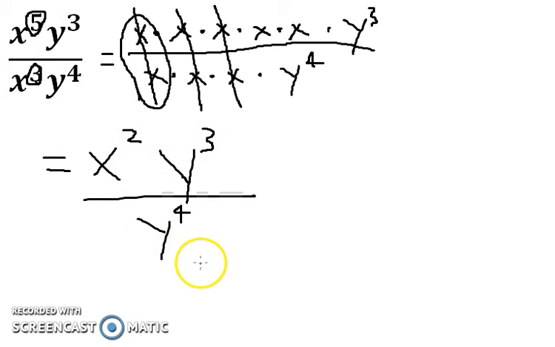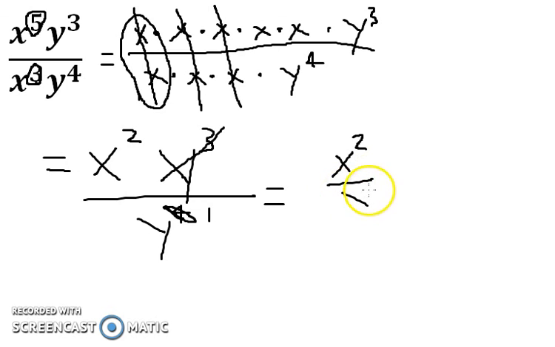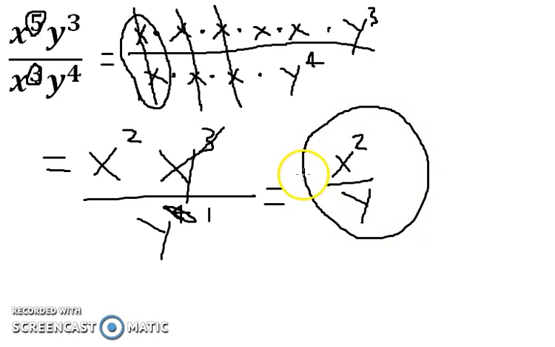We're going to do the exact same thing with the y's, except you're going to end up with the y on the bottom because the exponent down here is larger. So these 3 y's up here will cancel out 3 of these y's down here. So that will actually cancel, and this 4 will become a 1. And anything to the power of 1 is just itself. So you have x squared over y. And that is actually your final simplified expression.